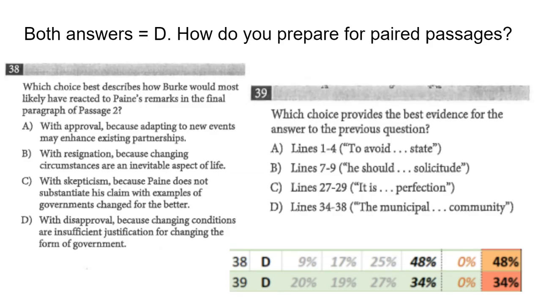This is one of those command of evidence questions. Especially when looking at the paired passage, it's important to be able to remember the main ideas and pull those out from each of the passages so that you can compare them to each other. In this case, 48% of our students got 38 correct. Which choice best describes how Burke would most likely have reacted to Payne's remarks in the final paragraph of passage 2? The correct answer is D, with disapproval, because changing conditions are insufficient justification for changing the form of government.